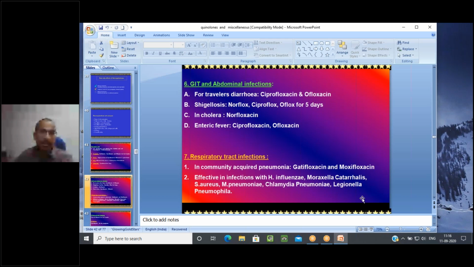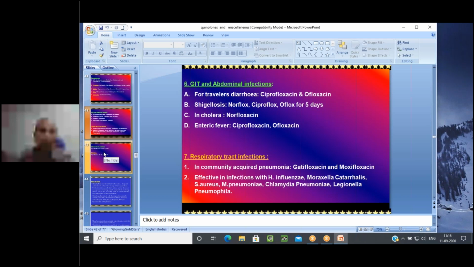Next one is respiratory tract infections. So in case of community acquired infections, you can use the newer fluoroquinolones. Next one, effective against infections with Haemophilus influenzae, Moraxella catarrhalis, pneumonia, chlamydia, viral infections, Legionella pneumophila, like those infections.